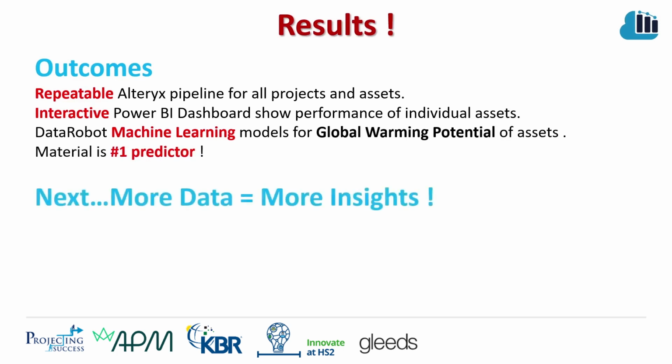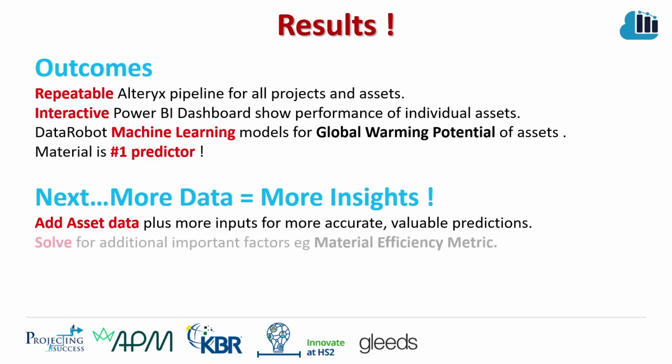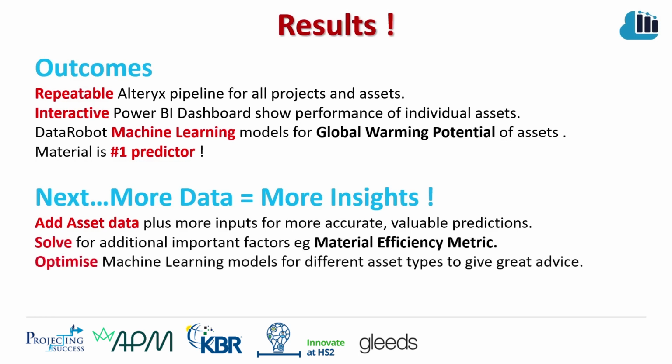And what's next? Well, of course, more data, right? More insights. That would add asset data itself. We didn't actually know what the asset classification was. Was it a bridge? Was it a railroad? All that sort of stuff. We'd add that in to get more accurate predictions, solve for additional important factors, perhaps a material efficiency metric, and then optimize the machine learning models accordingly. And follow that data all the way to net zero, of course.